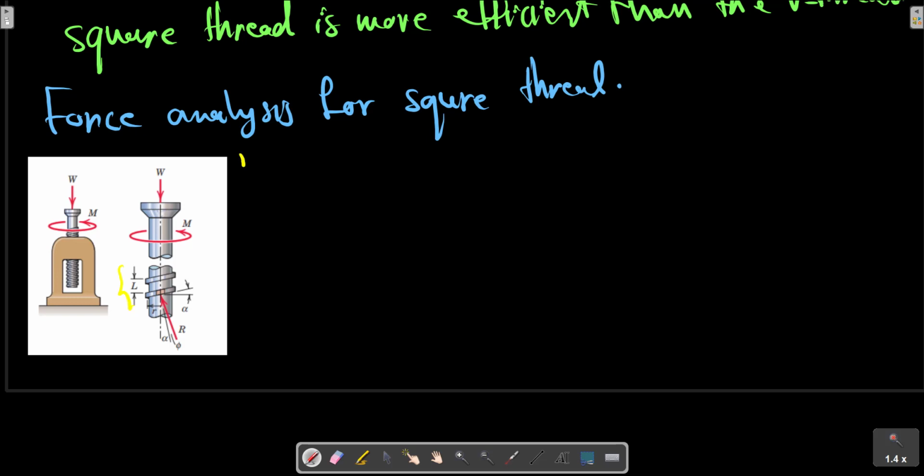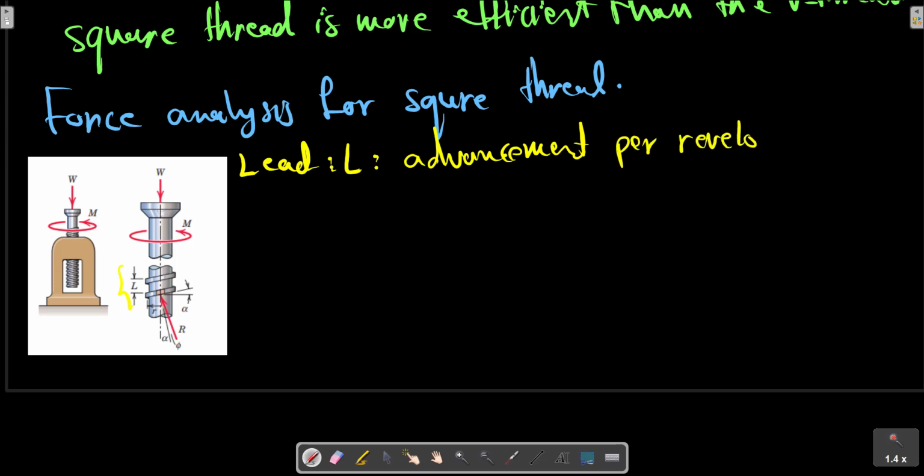Lead L, advancement per revolution, and a mean radius R. The forces exerted by the thread of the jack frame on a small representative portion of the screw thread are shown in the free body diagram here.